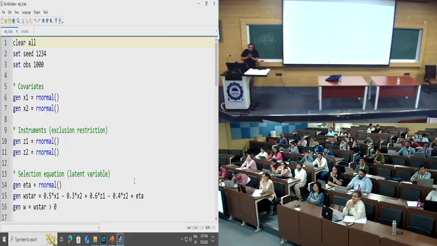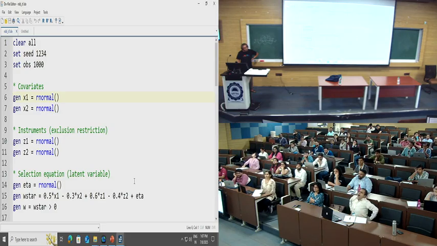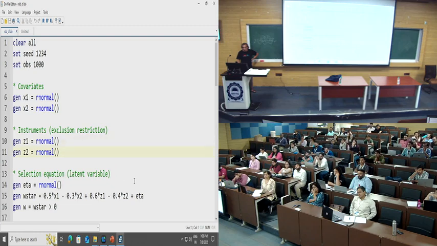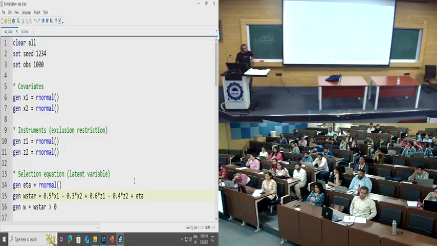So, seed, number of observations. Covariates, x1 normal, x2 normal. I need two instruments. Remember my sample selection problem? Z1 and Z2, the exclusion restriction. Selection equation, eta normal, I create W star, my indicator, in terms of x1, x2, and the exogenous z's, something like the exclusion restriction.